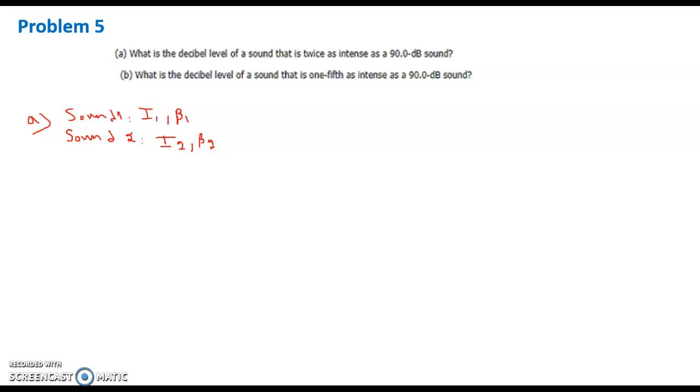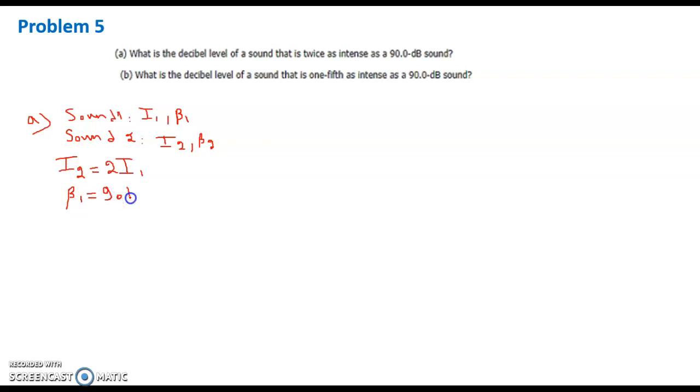So what are we given and what are we asked to do? We're given that sound 2 is twice as intense as the first one. So we are given that I2 is double I1. And we are looking for beta 2, the decibel level, and we are also given that beta 1 is 90 decibel.